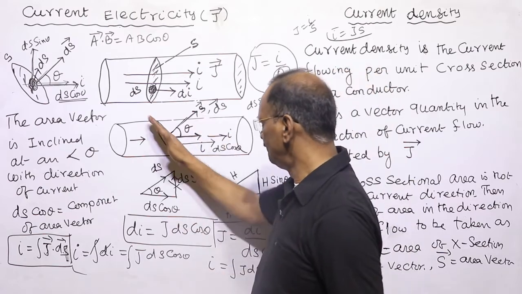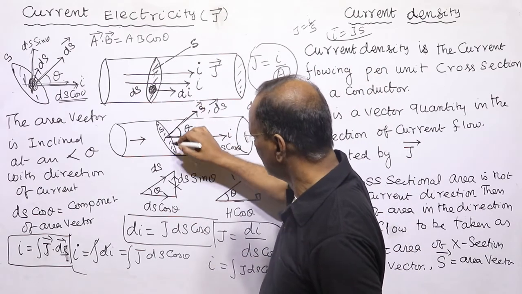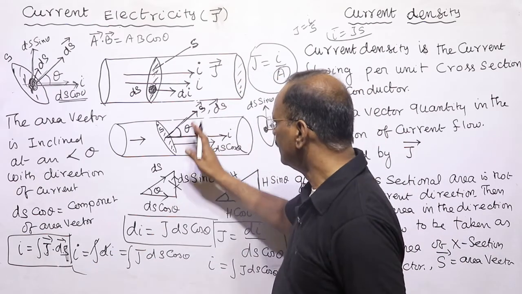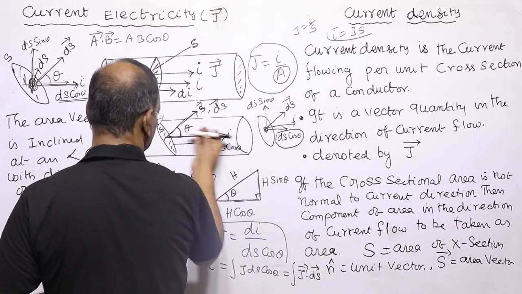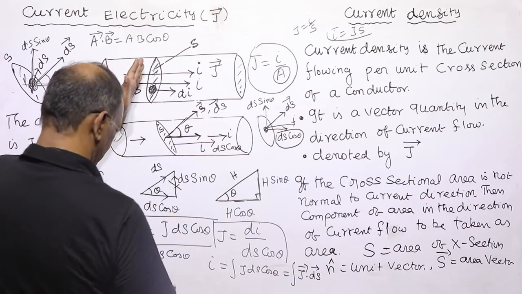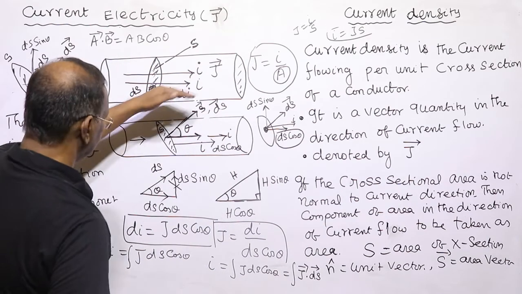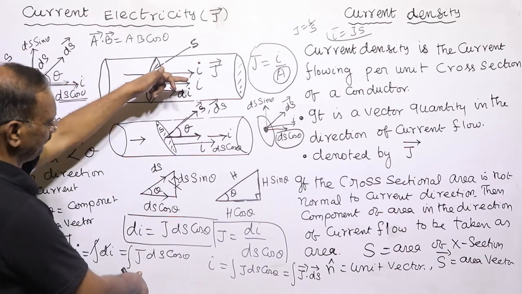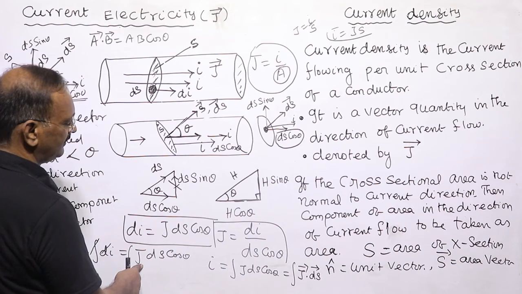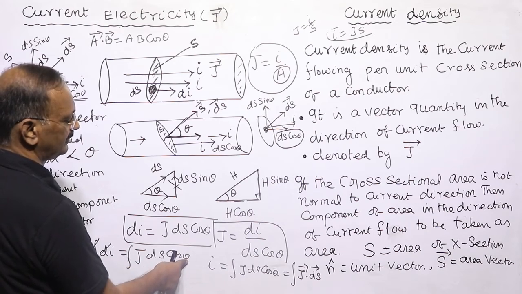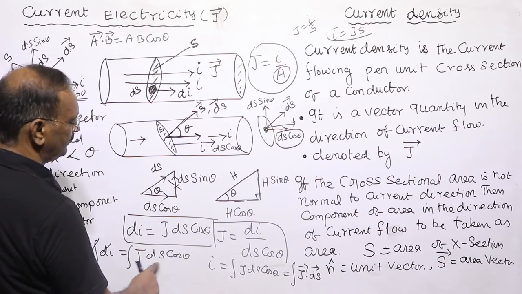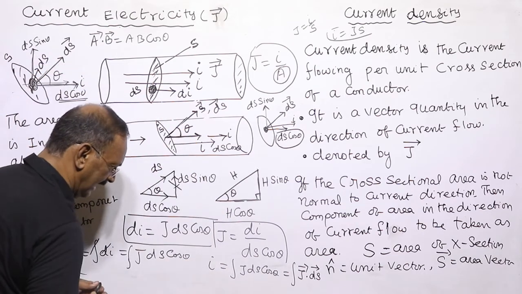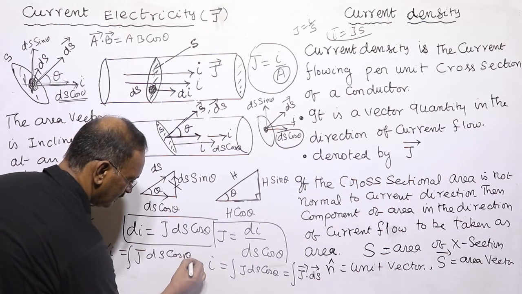Through this area, if it is inclined at this angle, in that case we have to use this formula, because uniform means it should be like this. Even if you take it like this, we apply the formula: J is in this direction, the area vector is in this direction, ds also in this direction. So the angle between J and ds is equal to 0, and cos of 0 is equal to 1. So this will become J dot ds, or if it is inclined, this angle part comes into play.